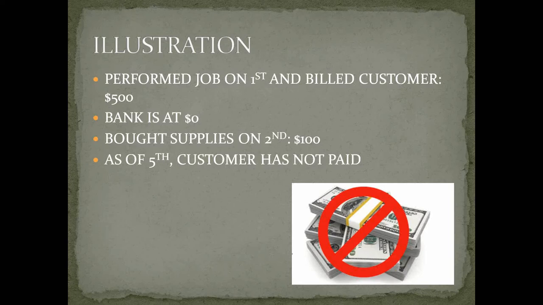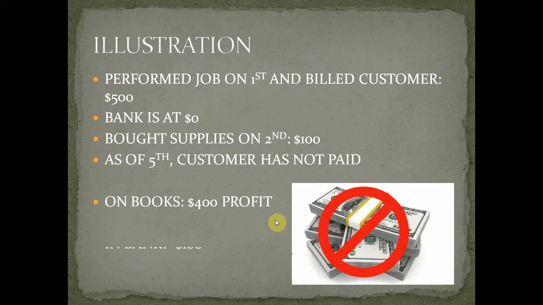And the fifth of the month rolls around, and the customer has not yet paid you your money. Now on your books, you're going to show a $400 profit because you've recorded that invoice in your books as you should, and you've also recorded the expense on your books, like when you printed out a check as you should. And so when you pull up your income statement, it's going to show a revenue of $500, expenses of $100, giving you $400 in profit.